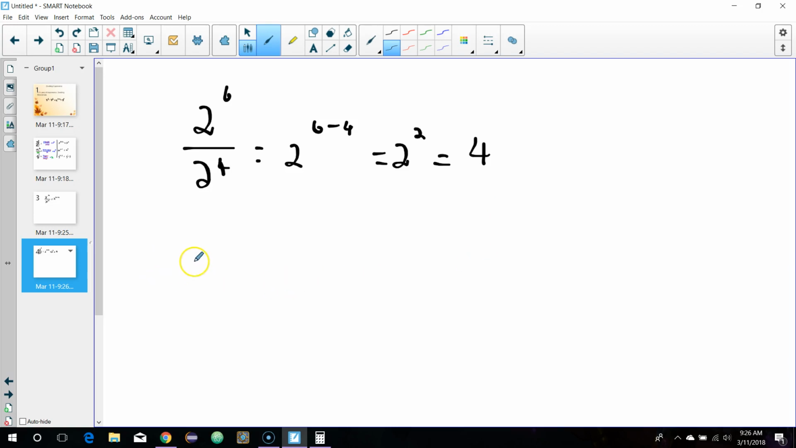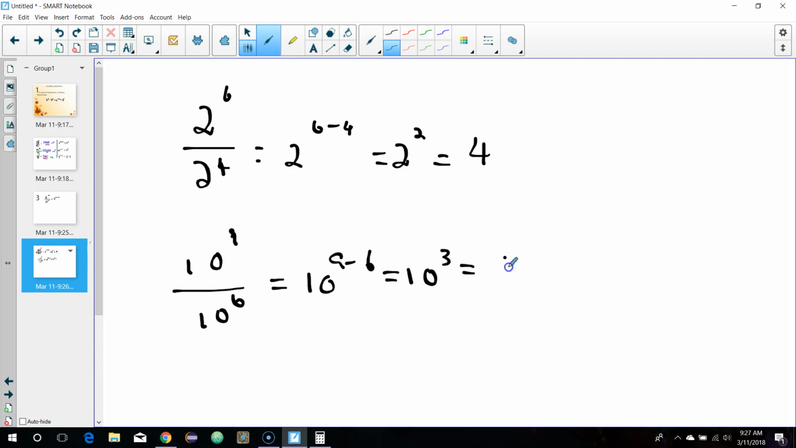Let's do another simple one: 10 to the power of 9 over 10 to the power of, let's just do, 6. So 10 to the power of 9 minus 6, you're going to get yourself 10 to the power of 3. That's just going to be 1,000, 3 zeros. So if the bases are the same, they're not too bad. And of course, we normally don't stay with the numbers.